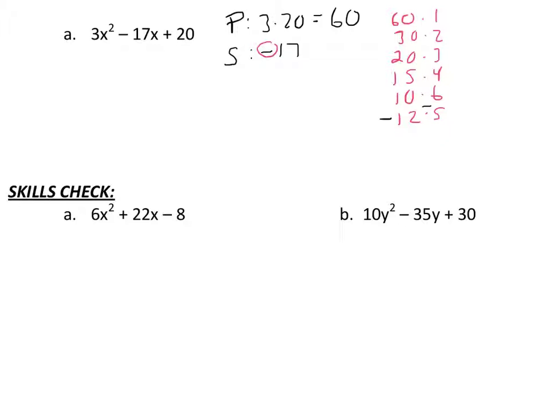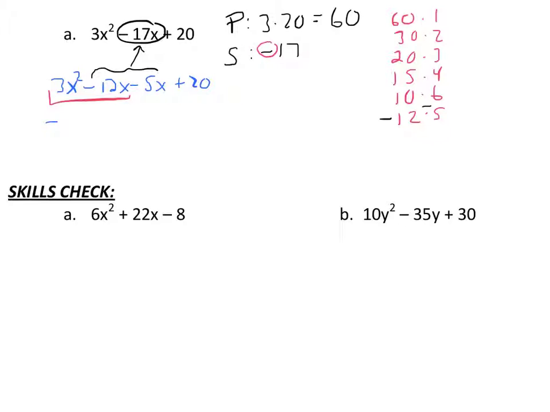So this gives us 3x squared minus 12x minus 5x plus 20. So we group those together, and again, just to remind you, those two terms replaced the middle negative 17x.